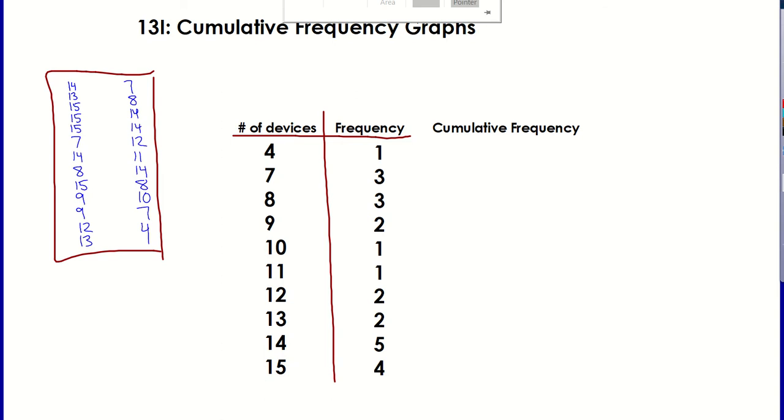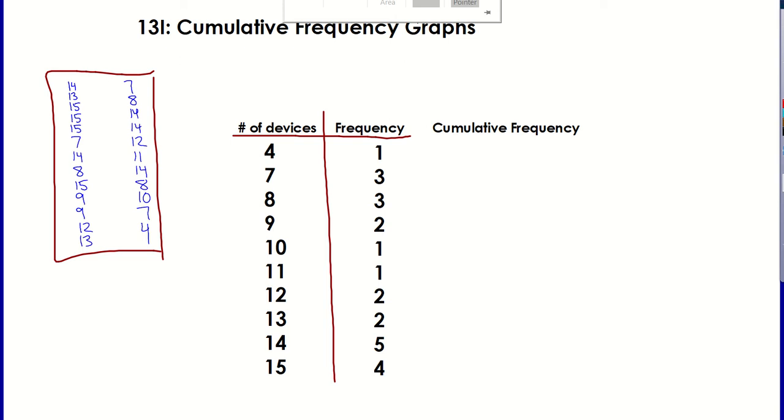Welcome to this lesson on cumulative frequency graphs, how to make one as well as how to interpret one from a raw set of data. So the data in the box over on the left is data that I asked a class of students how many devices were in their household, electronic devices, phones, tablets, and computers. And so the data I got is on the left.